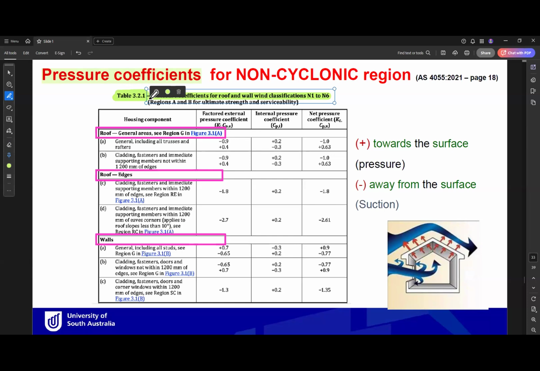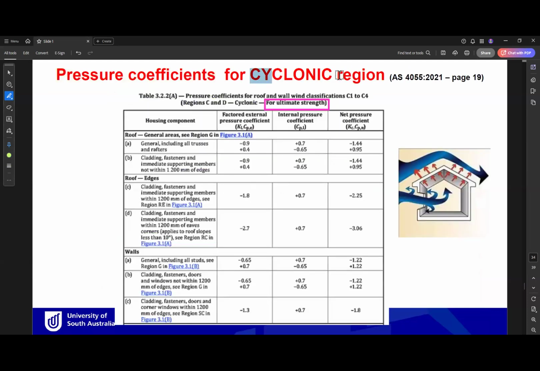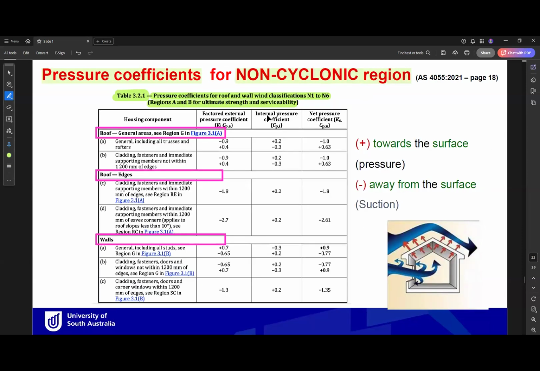This is for regions A and B1 for ultimate and serviceability limit states. So we have one table for non-cyclonic regions, and we have a table for cyclonic regions. And as we are mostly working with non-cyclonic because the project is in Adelaide and the shed is in Adelaide, so you will be working only or mainly with this part here or with this table here for non-cyclonic.